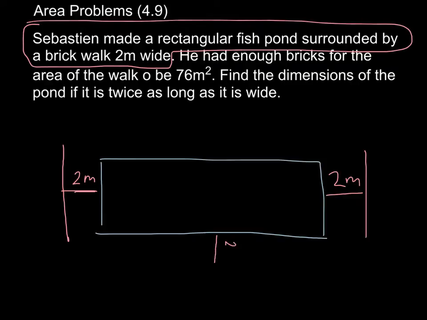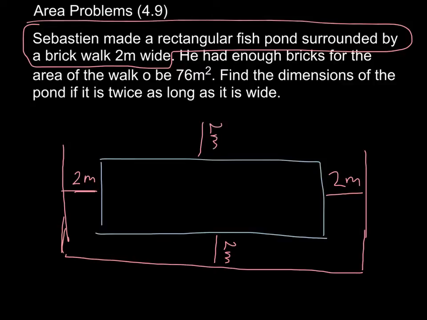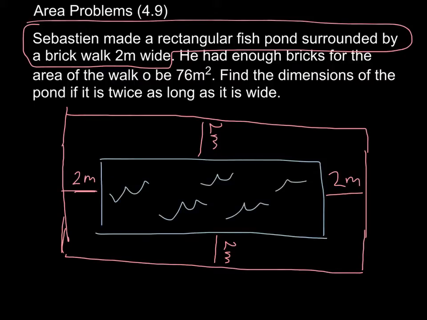So I'm coming out 2 meters here. And that's where they're joining up. And then also here, I've got 2 meters. So let's just draw this as our pond, right? And then all the way around, we've got 2 meters added to each dimension of this pond. And this entire picture represents that first sentence right there.